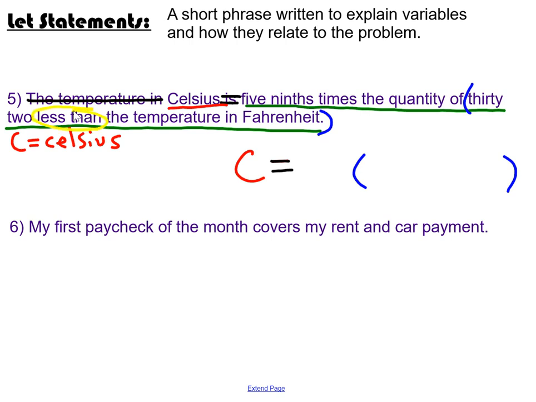So I'm going to go ahead and say the temperature in Fahrenheit. Less than tells me to do a minus sign. And 32 is what that other number is. Now, once I have that quantity, I'm going to multiply that by 5/9. And the 5/9 just goes right outside of your parentheses. Now, the one other thing I have to do here is I do have Fahrenheit in this problem as well, so I have to write a let statement saying that F equals Fahrenheit.